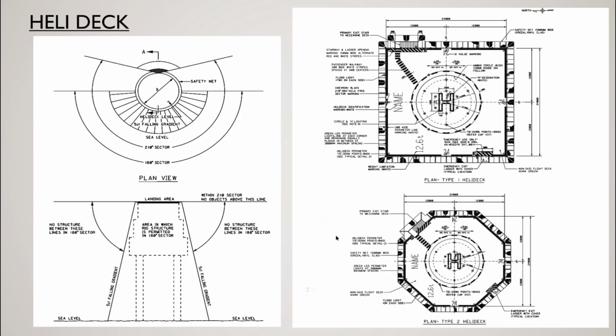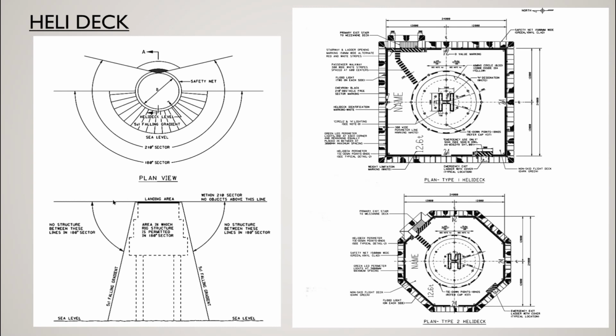As you can see, the heli deck over here, this is the 180-degree sector, this is the 210-degree sector, this is sea level. So the heli deck is normally designed in two shapes: one is called the square shape, the other one is called the octagon shape. And this is that falling gradient of the helicopter. When the helicopter falls, if there is any dropped object, I mean any equipment that can be hit by the helicopter, the disaster will be greater as compared to the free space. So within these 210-degree sectors, no objects above this line.